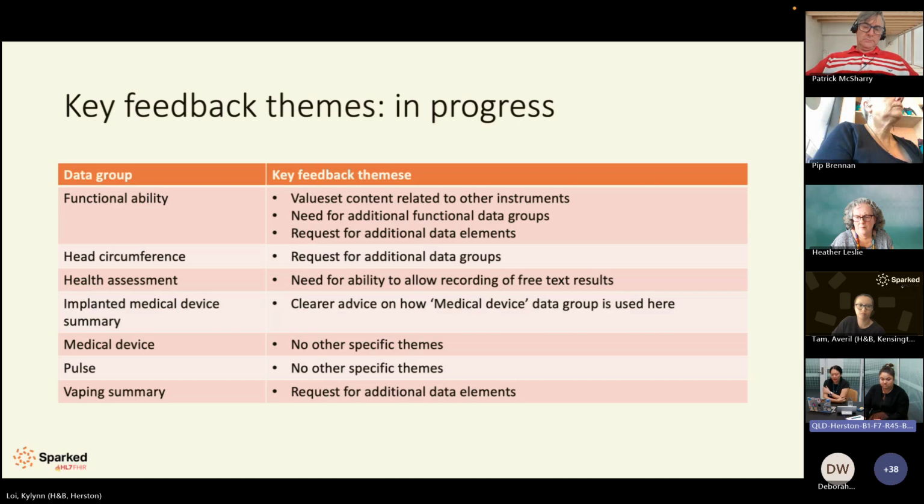For functional ability, a lot of people provided sources to create the value set, which was really great because we'll start to leverage those. There was also an identified need for additional functional data groups, which we started at the last CDG, as well as additional data elements.